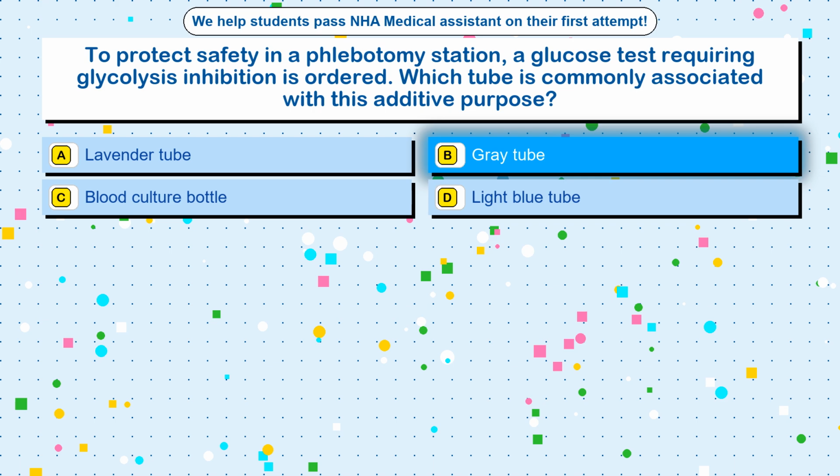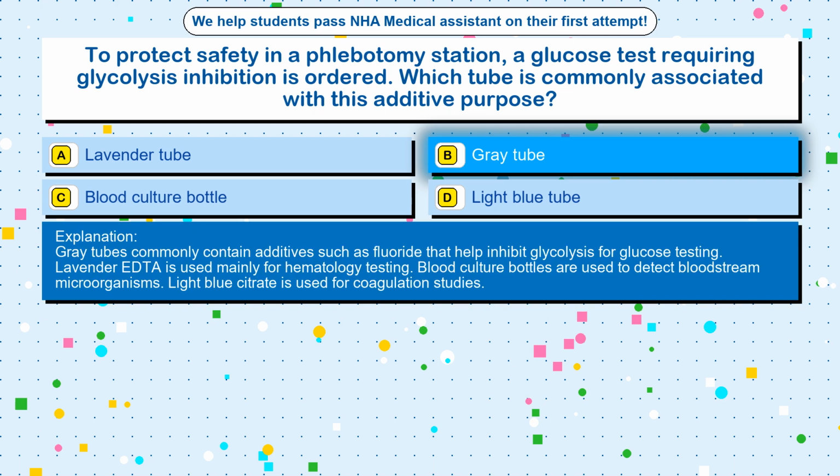Gray tube. Gray tubes commonly contain additives such as fluoride that help inhibit glycolysis for glucose testing. Lavender EDTA is used mainly for hematology testing. Blood culture bottles are used to detect bloodstream microorganisms. Light blue citrate is used for coagulation studies.